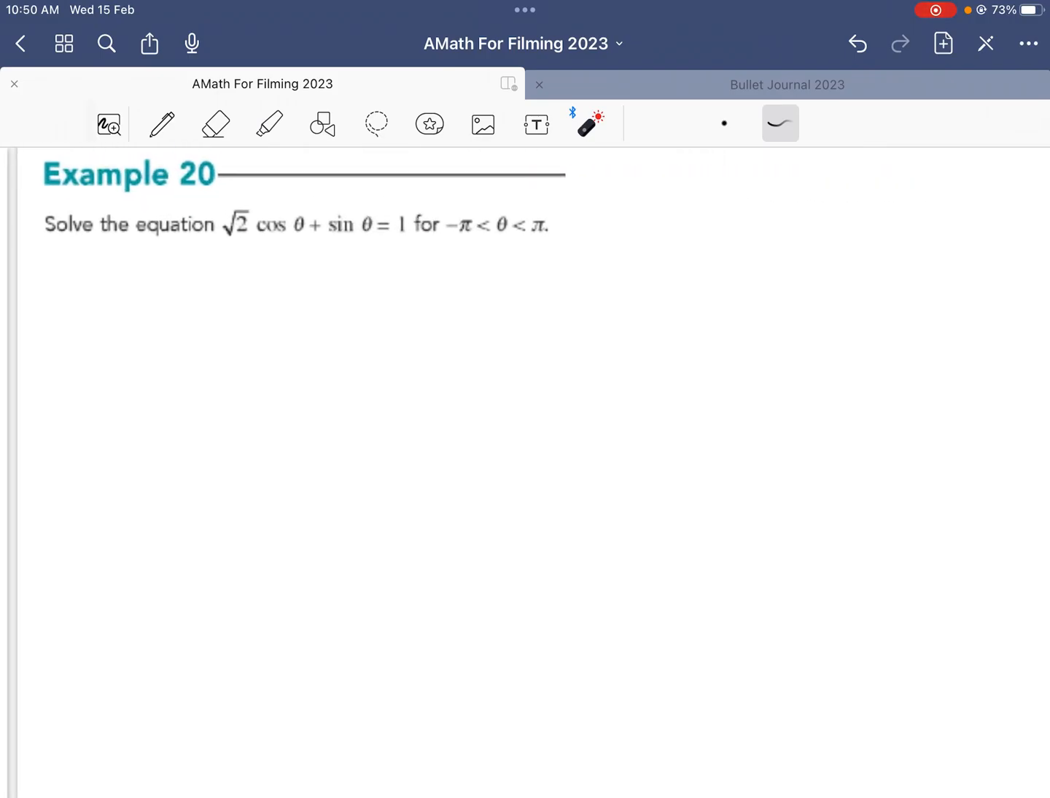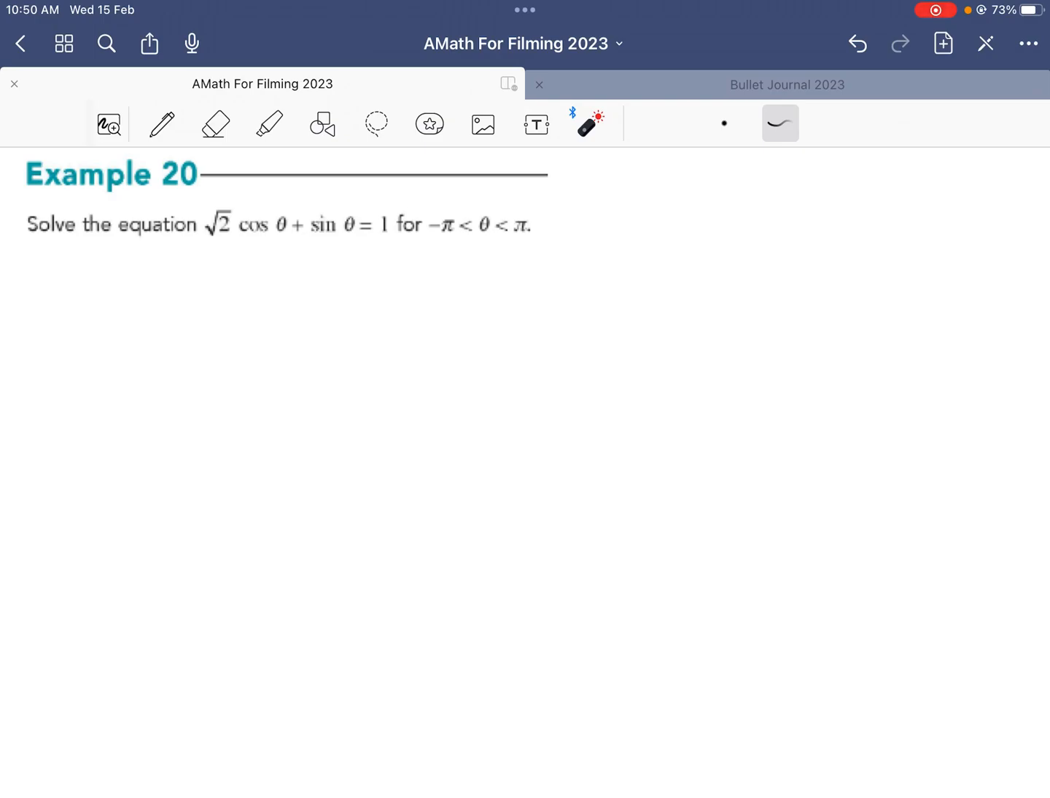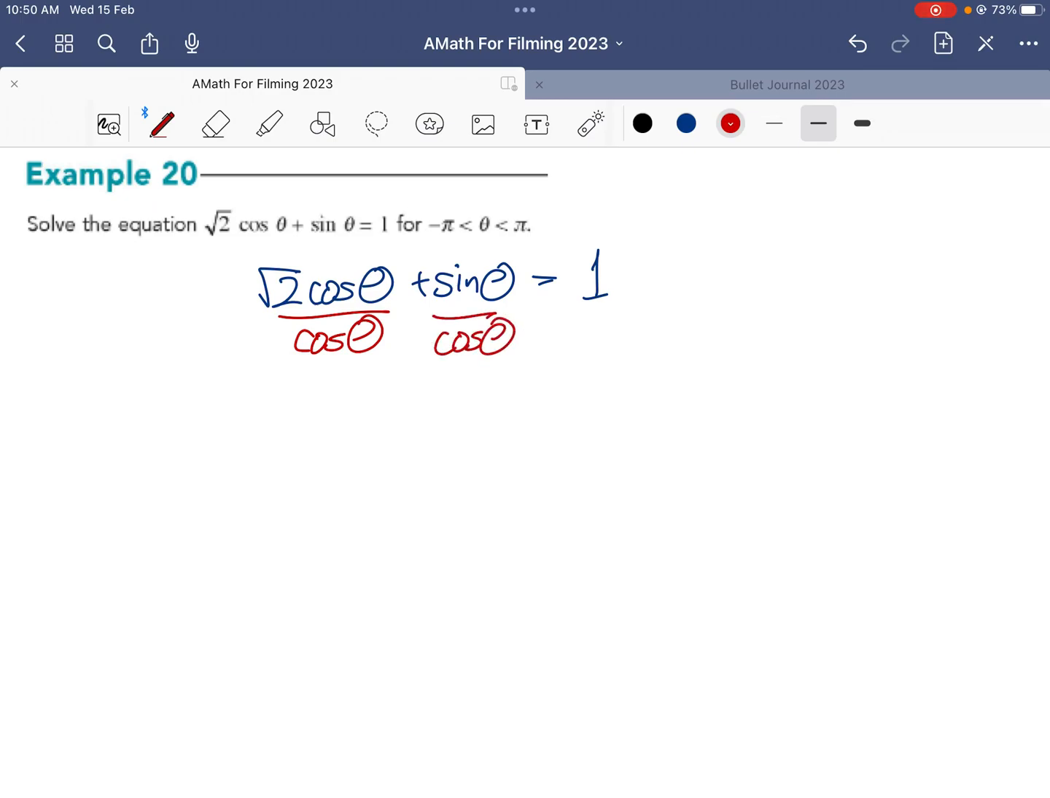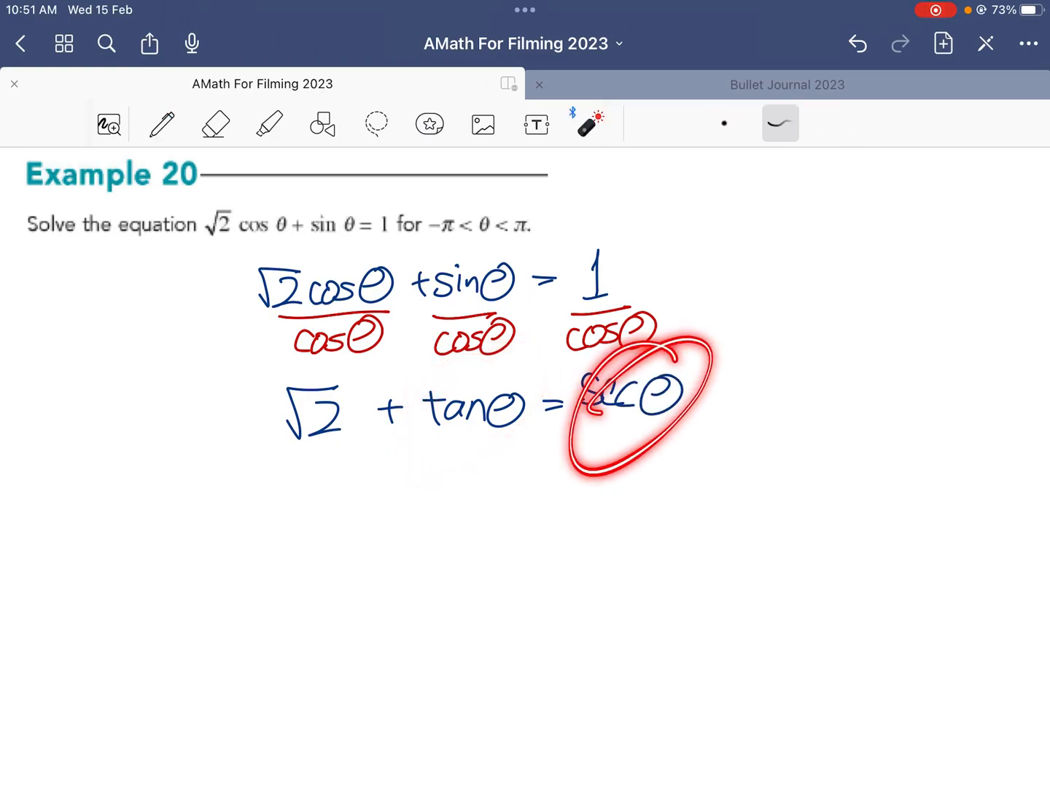Example 20, solve the equation. Normally, from what we have learned previously, if you see a cosine and a sine, we say, why don't we divide everything by cosine theta to form the tangent function? That idea will fail here because of the extra number. Let me show you why. If I divide by cosine theta throughout, I get square root 2, which is good. Sine over cosine is tangent theta. Then on the other side I get secant theta. Oh no, not good. There's a tangent theta and also a secant theta.